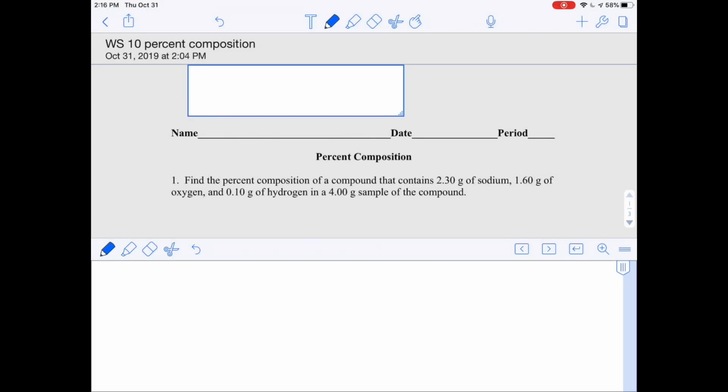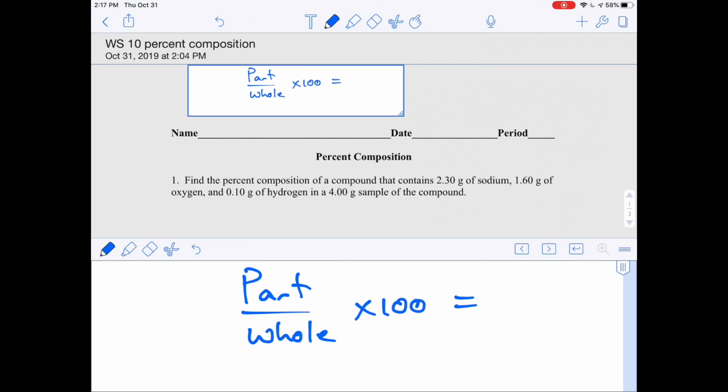I want to talk to you today about percent composition. Most of you are pretty familiar with percents. You've used them before to figure out stuff in your math classes. It's the part divided by the whole, and then we multiply that by 100 to equal a percentage.